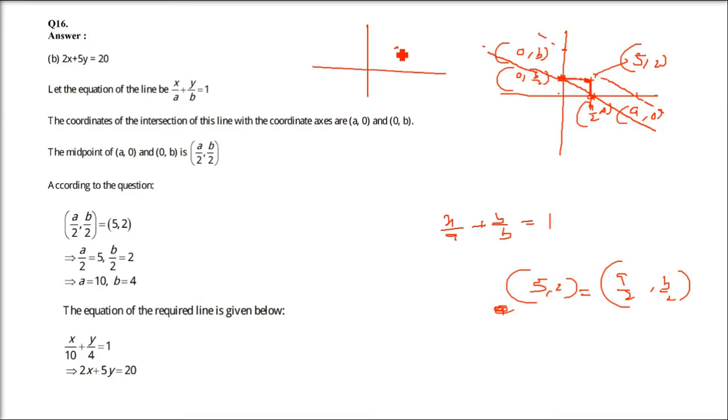Let me tell you again. There is a point, whatever line is coming, these are the intercepts, which are a and b we have taken. This is a by 2, this is b by 2. This point we are talking about is 5, 2. So 5 equals a by 2 and 2 equals b by 2. So from here we can find a and b. A equals 10, b equals 4, and just put it in the equation we previously assumed. So this is x by 10 plus y by 4 equals 1. Take the LCM of 4 and 10, multiply both sides. 2x plus 5y equals 20 is going to come.